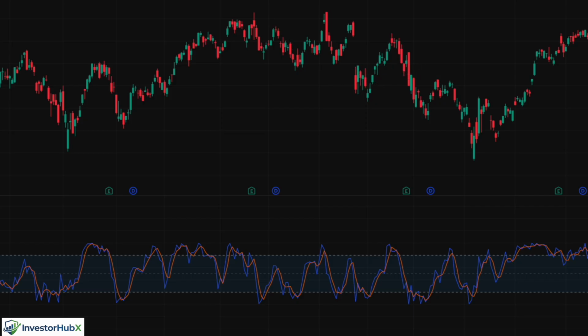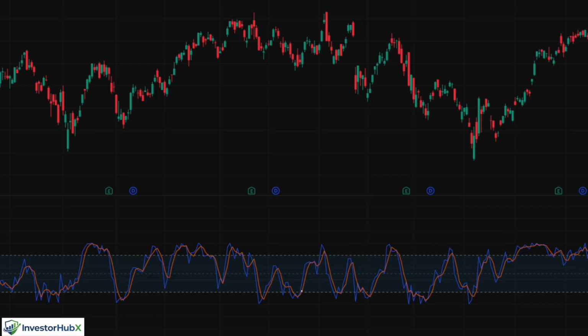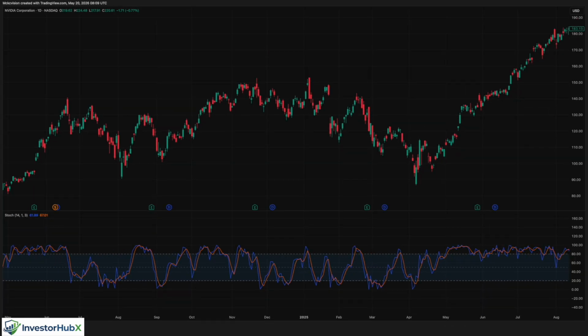Apart from divergence, another signal we can use is the crossover between the blue and orange lines. Here, the blue %K line crosses above the orange %D line, while the stochastic oscillator is below the 20 level. This suggests that selling momentum may be weakening, and that momentum could be shifting back toward the buyers. When this occurs together with bullish divergence, it provides additional confirmation that a potential trend reversal may be developing. This increases the probability that the market could potentially change from a downtrend to an uptrend.